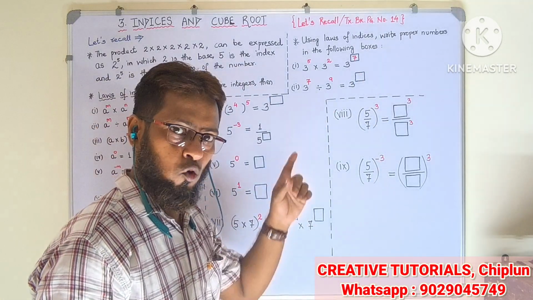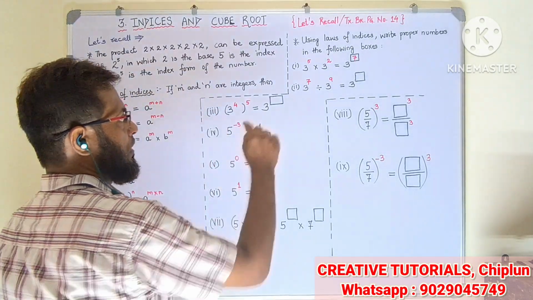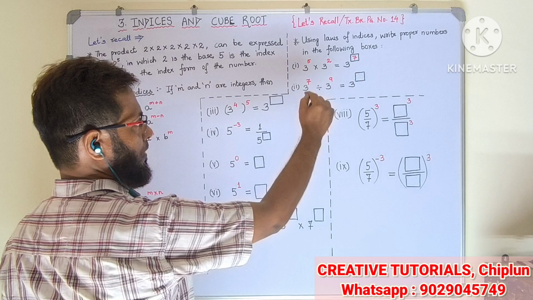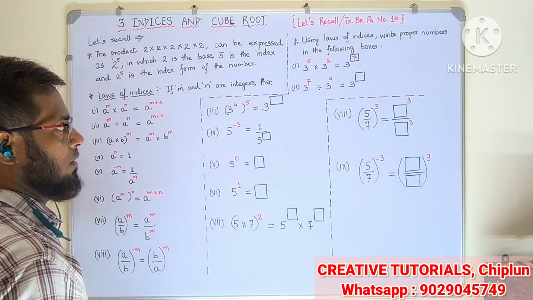Okay, dear children, I hope it is very clear to all of you. Great. Let's come to question number 2. If 3 raised to 7 is divided by 3 raised to 9, that is equal to 3 raised to 1 box. Let us see what answer will come here in this box.